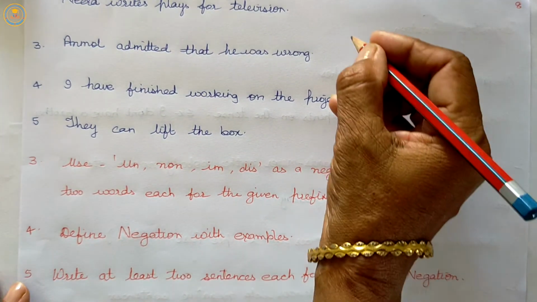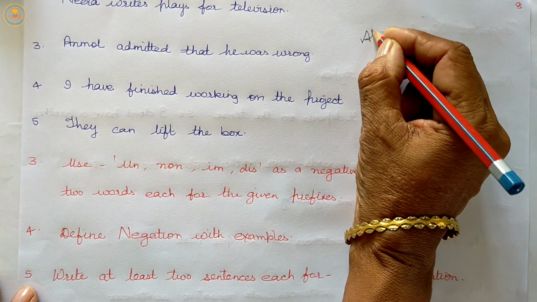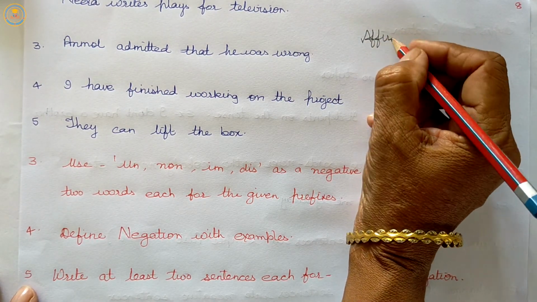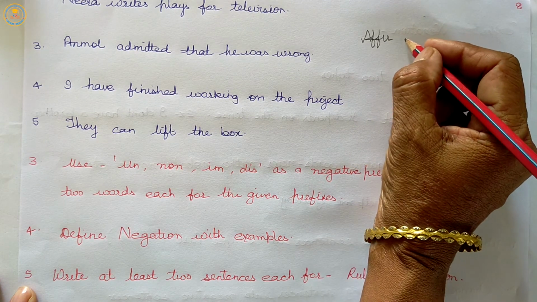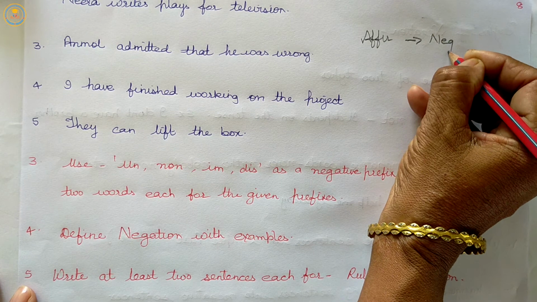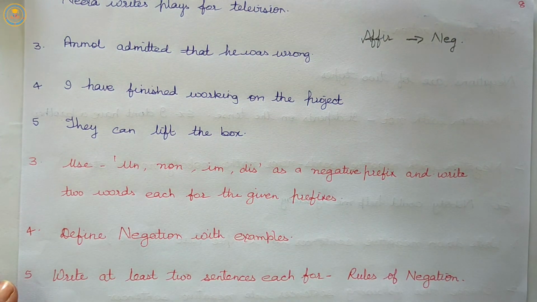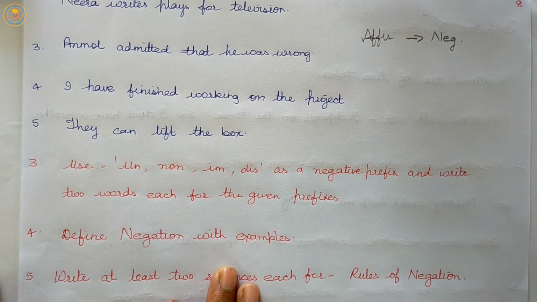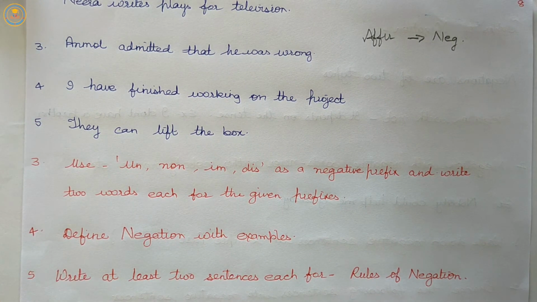Affirmative to negative form means your second question is changing affirmative sentences to negative. Second is change of affirmative sentences to negative form, and your first was to write at least 5 sentences related to simple past tense that are in negative form.